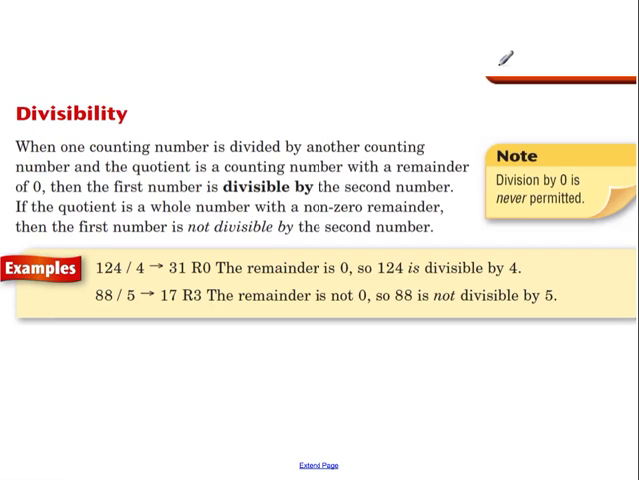Let's take a look at these two examples. 124 divided by 4 equals 31, and the remainder is 0. Since there is no remainder, it equals exactly 31, then we say that 124 is divisible by 4. Now in the second problem, 88 divided by 5, if we divide that out, we get 17, but we have 3 left over. There's a remainder of 3. Because the remainder is not 0, it didn't work out perfectly. So 88 is not divisible by 5.